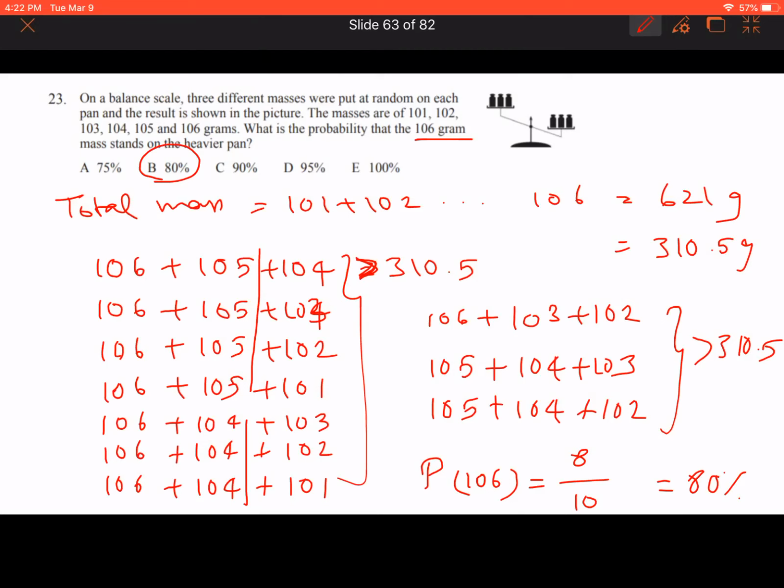Okay, so this is a combination of probability and pan balance usage. Hope you have followed the instructions.